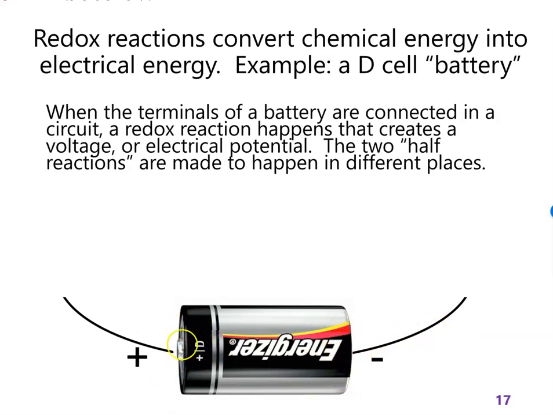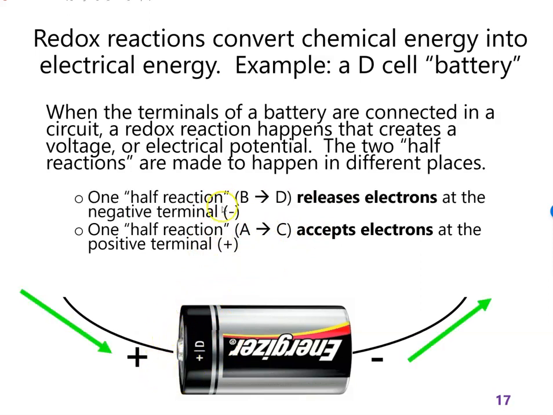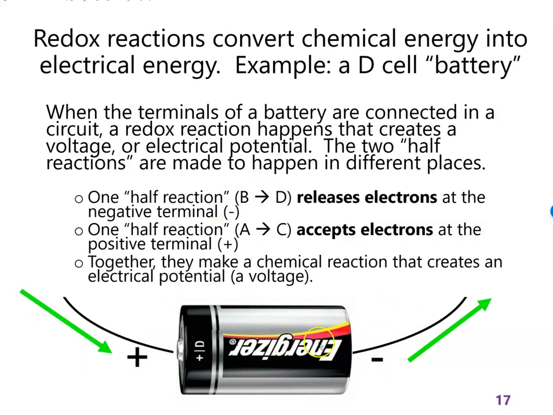And then over here, there are reactions that gain the electrons, and they must gain the electrons in order for those reactions to happen. So A to C, the accepting reaction, happens at the positive terminal, and B going to D happens at the negative terminal, and together they make an overall reaction. A plus B becomes C plus D, and that involves electrical current flowing. So this is where we are most likely to see redox chemistry in our daily life. Batteries are good examples of this, but cells are also good examples of this.